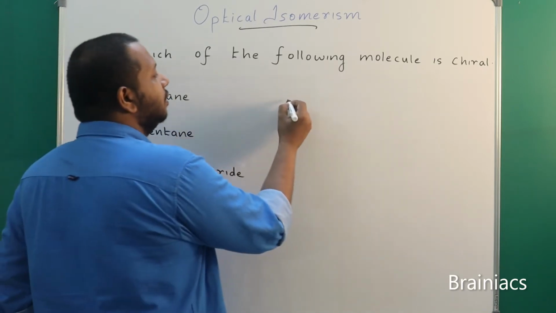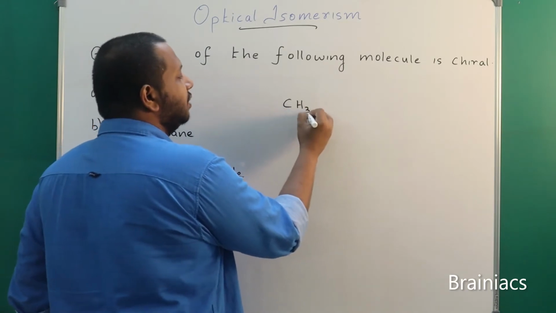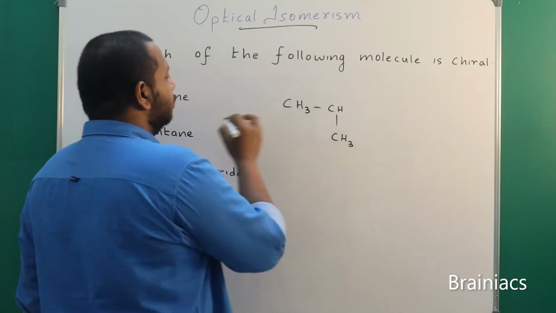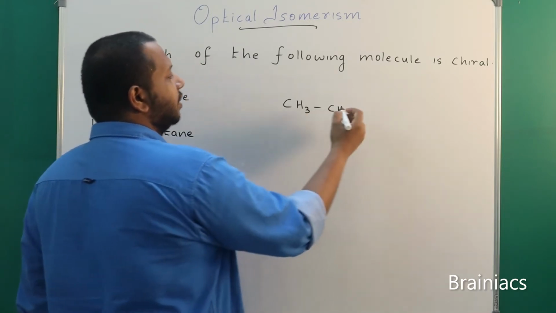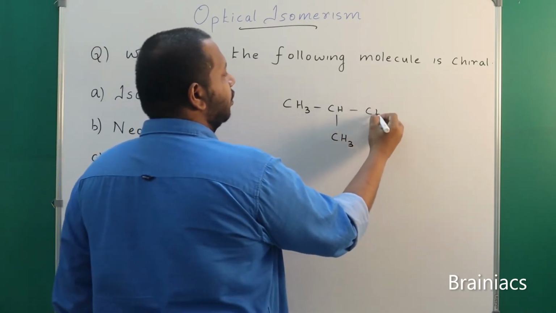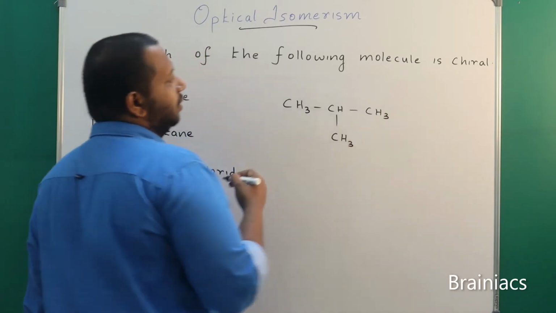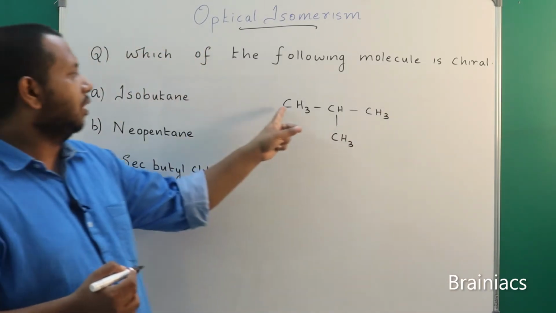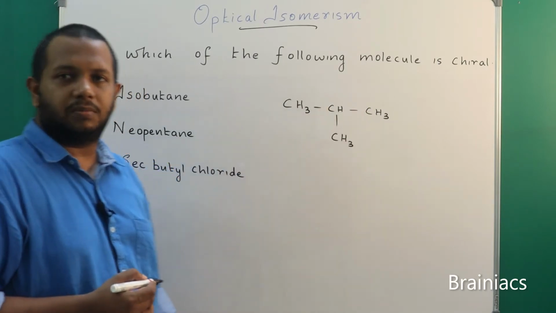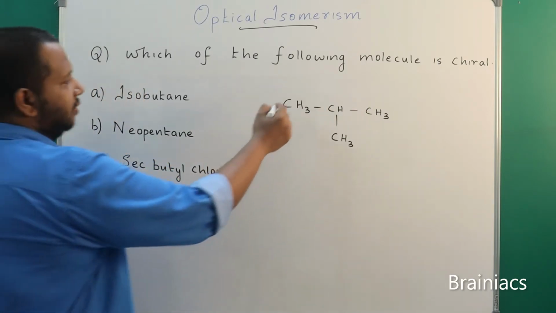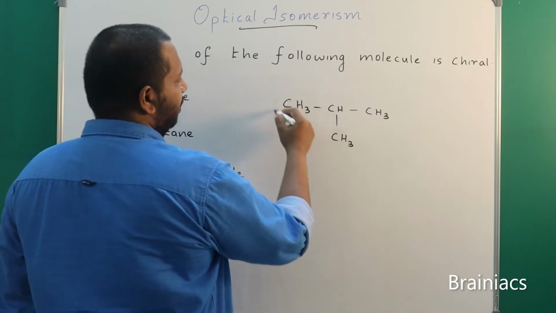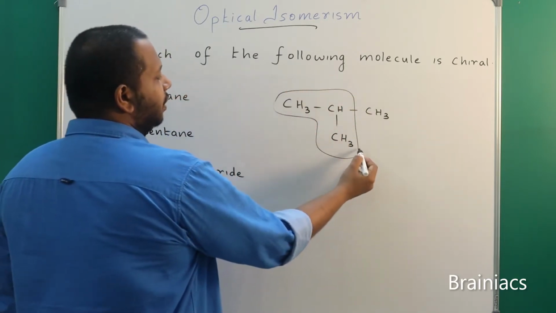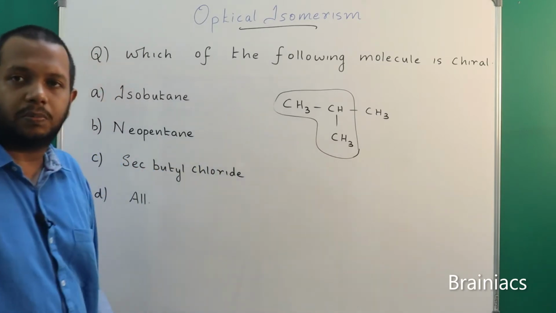Isobutane means first we need to draw CH3, CH, CH3. This indicates iso, correct? In butane, only 3 carbon atoms are there, so we will draw one more. So this is basically isobutane. Now if you see here, 1, 2, 3, 4, there are 4 carbon atoms, and this indicates the iso position. Clear?